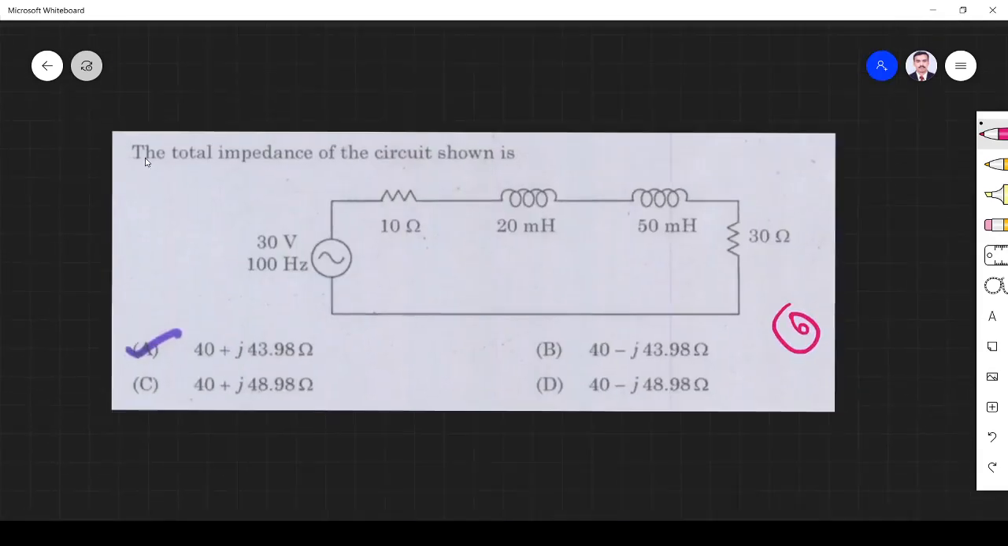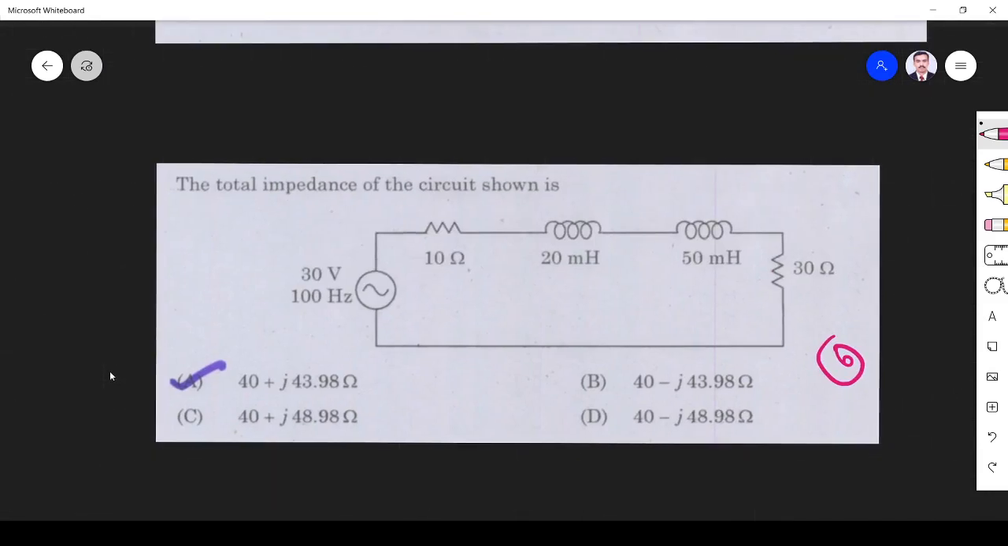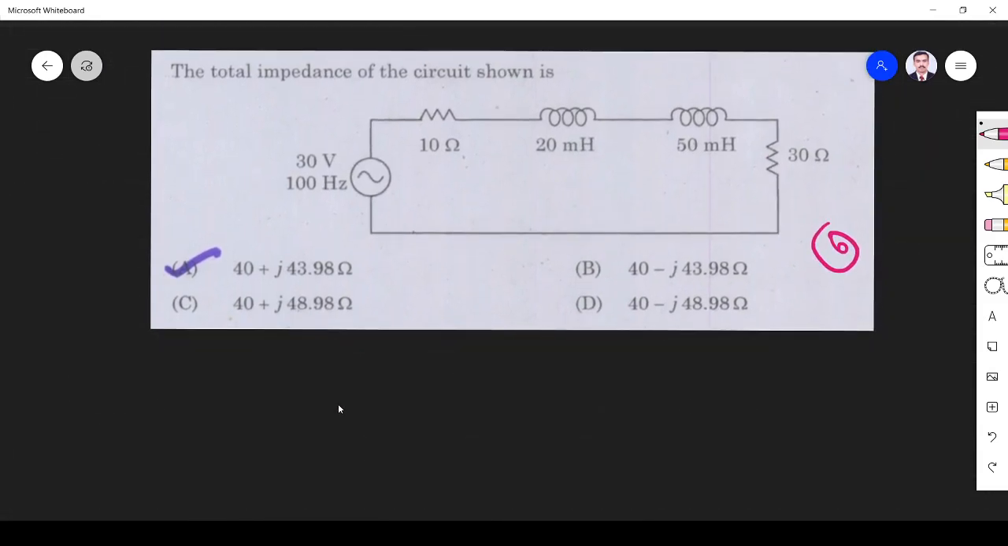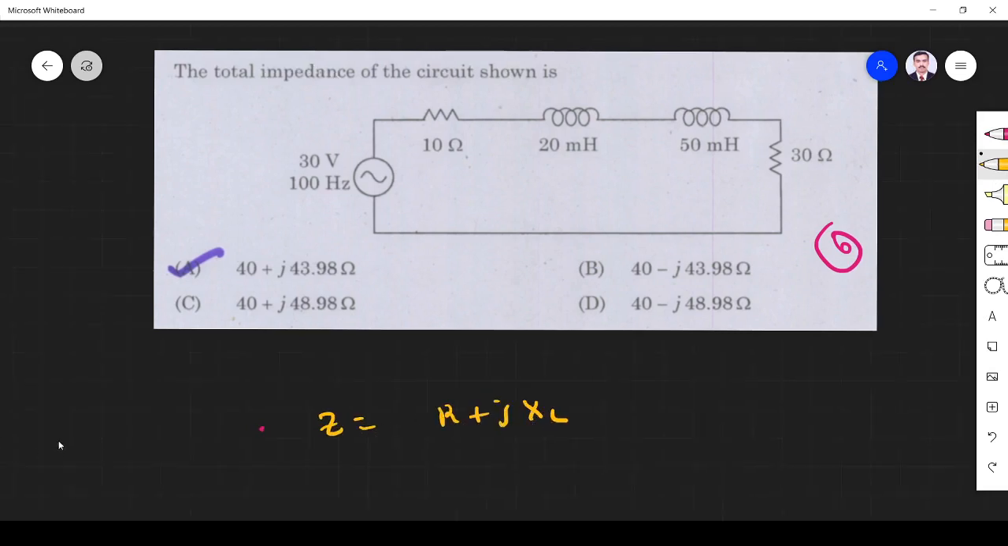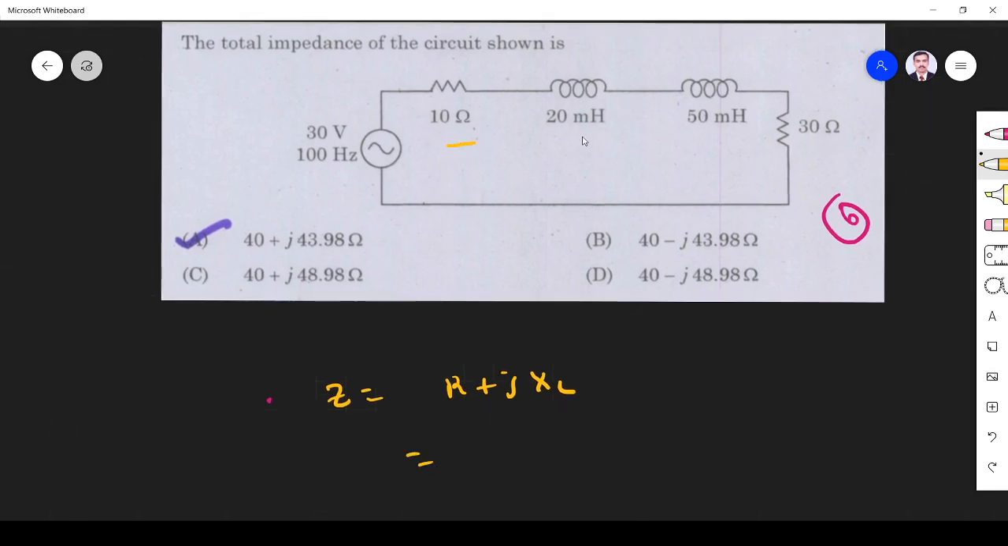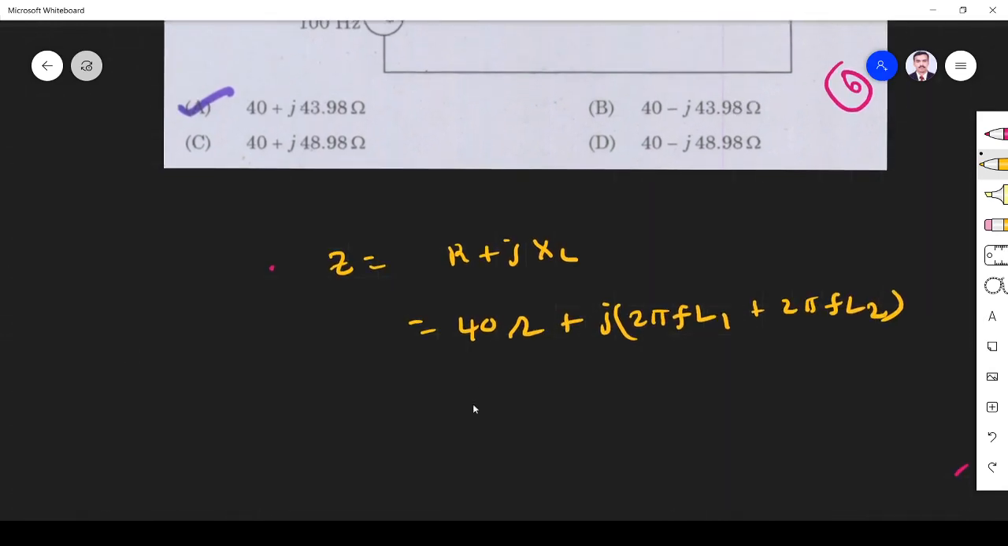Next one, the total impedance of the circuit shown in the figure. So it is an RL circuit, right? Total impedance Z for an RL circuit is R plus jXL. Here R is 10 plus 30, 40 ohm, plus j, XL is 2 pi FL. Here we have two inductors, so 2 pi F L1 plus 2 pi F L2. So I can write 40 plus j 2 pi, F is 100.